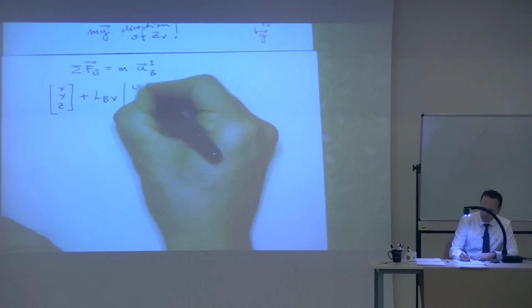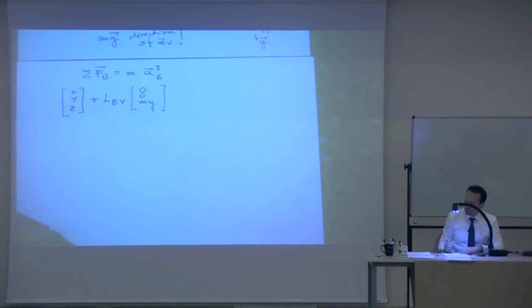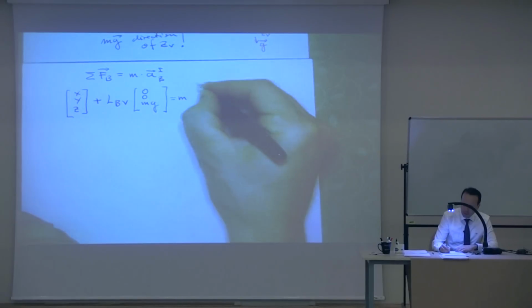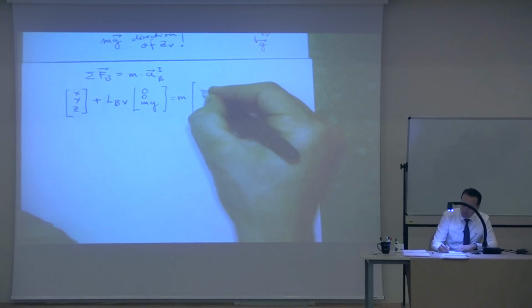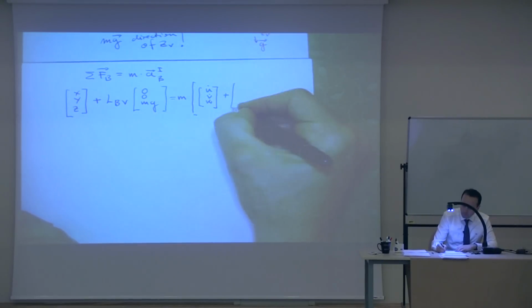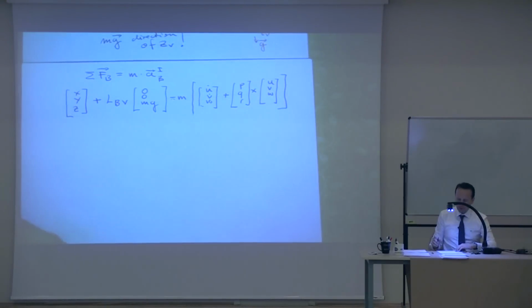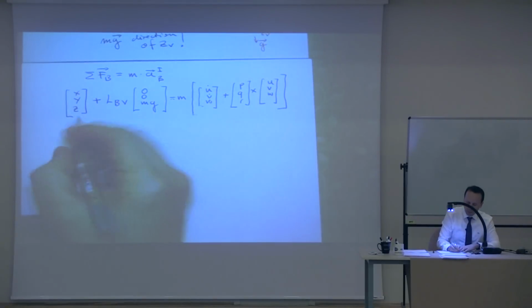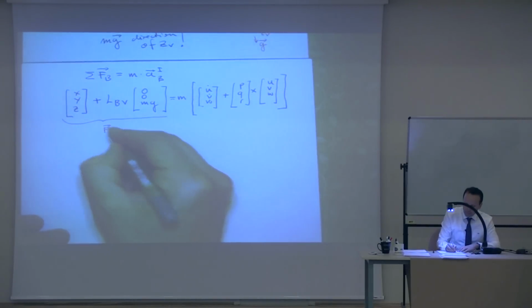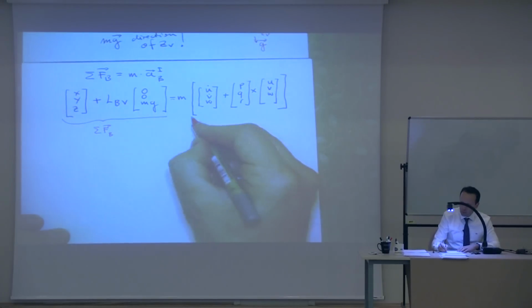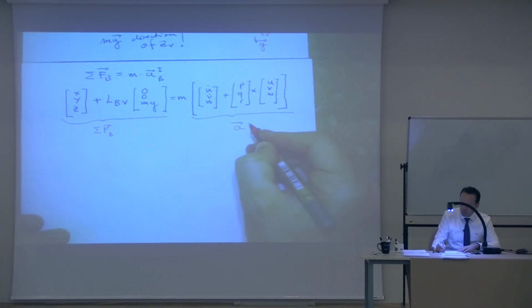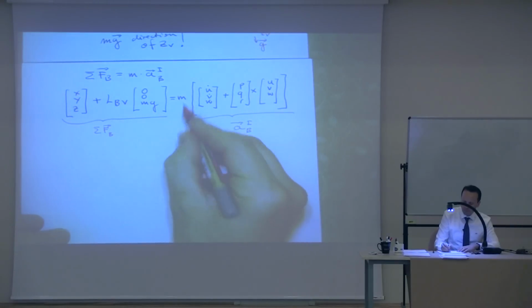LBV 0, 0, mg. So that's the force that acts on the aircraft, which is equal to m times u dot, v dot, w dot, plus PQR cross product UVW. And that's your force. This part here is the total of F body, and this one here is the acceleration with respect to an observer in the inertial frame written in the body fixed coordinate system. And you have mass over here, of course.